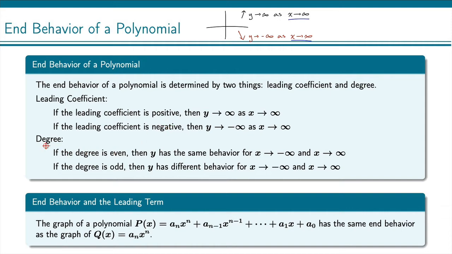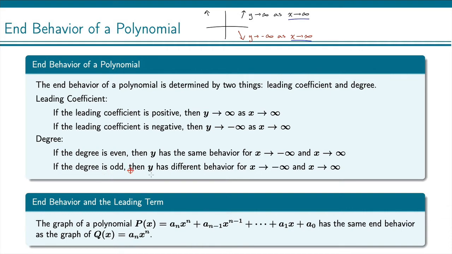The next thing we'll look at is the degree. Here we care if the degree is even or odd. If the degree of the polynomial is even, then y has the same behavior for x approaches negative infinity and x approaches positive infinity. That means if I know that my right side is going up and I have an even degree, the left side will also be going up. We see that in, for example, y equals x squared, with an even degree, because the squared is an exponent of 2, which is even. We know both sides do the same thing.